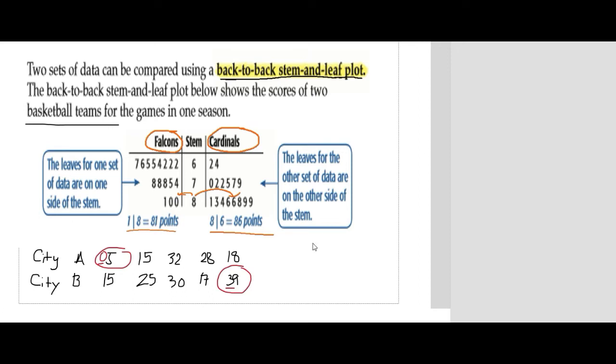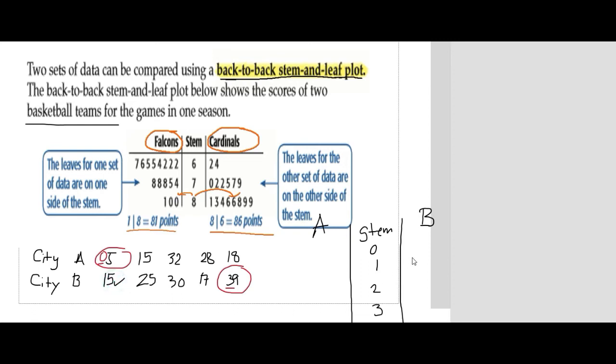Let's start constructing our stem and leaf plot, which is a back-to-back. That means our stem is in the middle, with city A on the left side and city B on the right side. Let's start inputting our stem part. The lowest is 0 going to 3, so we have 0, 1, 2, and then 3.